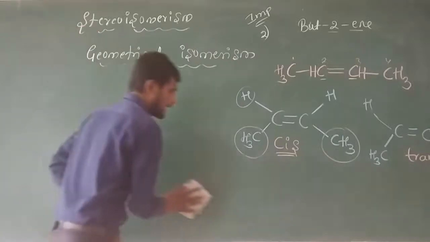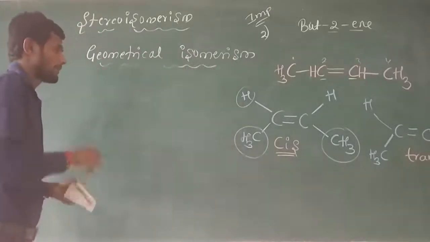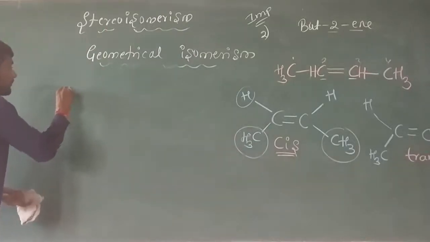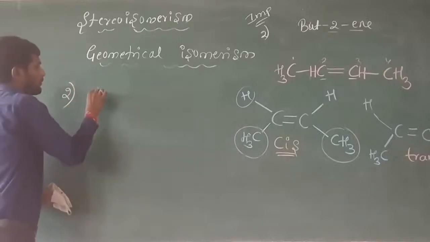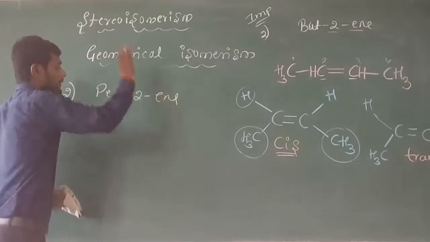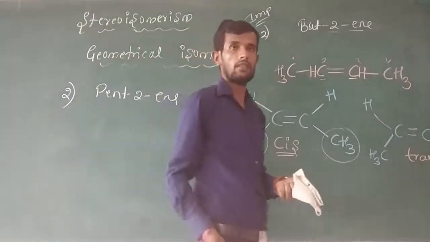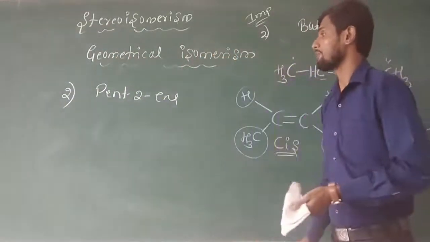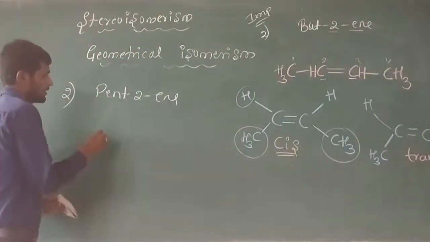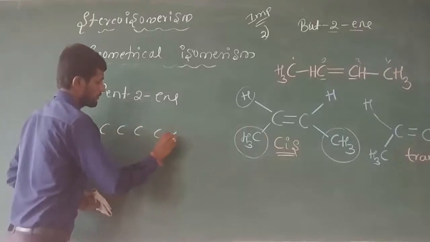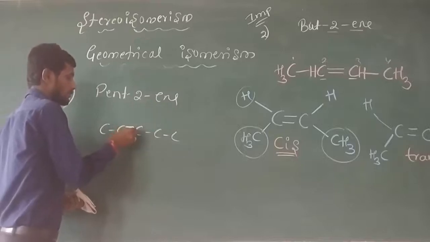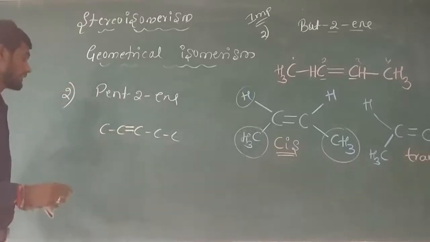Okay, now you try. Next one. Second example. Pent-2-ene. Okay, you only solve. Write the cis and trans form of pent-2-ene. Yes, this is pent-2-ene. Pent means there are 5 carbon atoms. Is it right? Next, the second one contains ene, which means there is a double bond present on the second carbon atom.